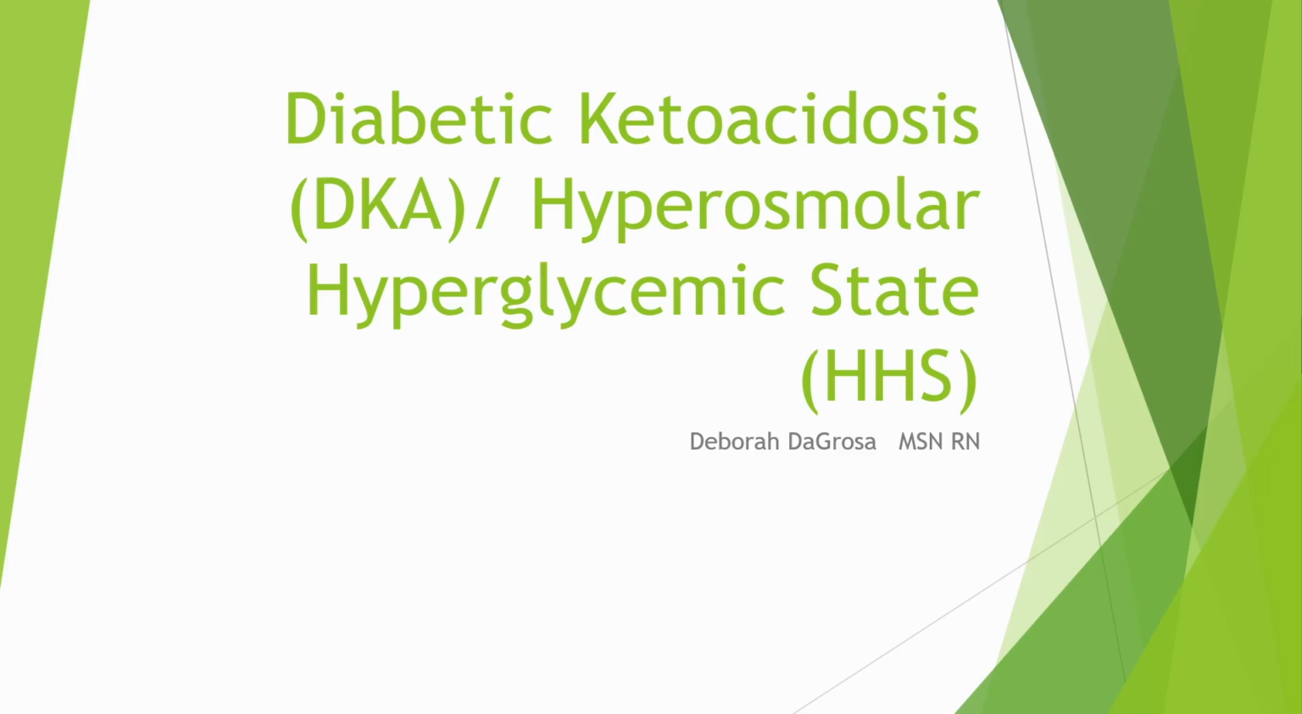So when we were talking about hyperosmolar hyperglycemic state, there is a table 44.7, DKA versus HHS. You will look at that table, you will know that table.